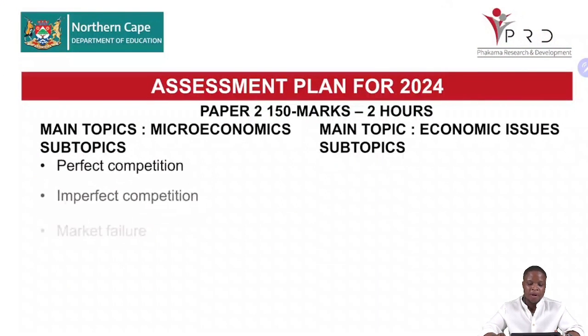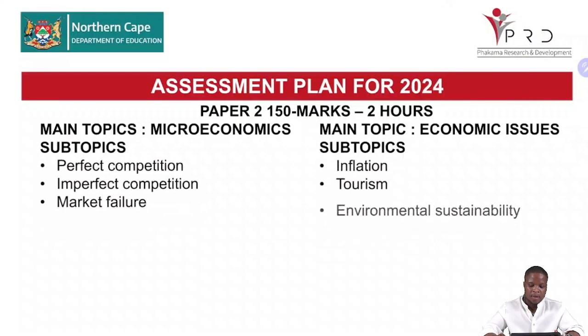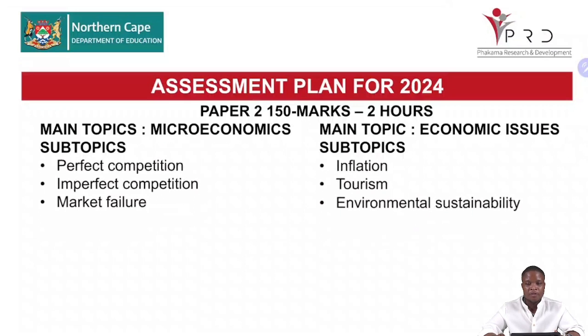Right, so your paper 2, reminder again, it is 150 marks for 2 hours. That is your duration. Then you are having two main topics. The first topic is your microeconomics. The next topic is economic issues.